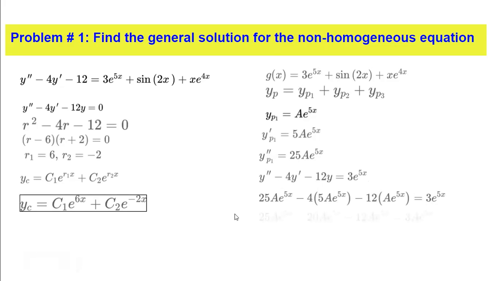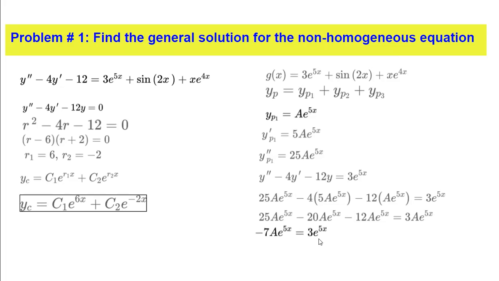So doing our multiplications, we come up to 25a e to the 5x minus 20a e to the 5x minus 12a e to the 5x. All of these are like terms, so these values can be added or subtracted. So adding and subtracting, we will come to minus 7a e to the 5x equal to 3 e to the 5x.